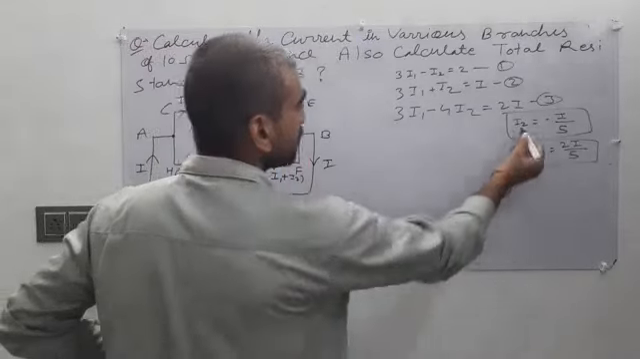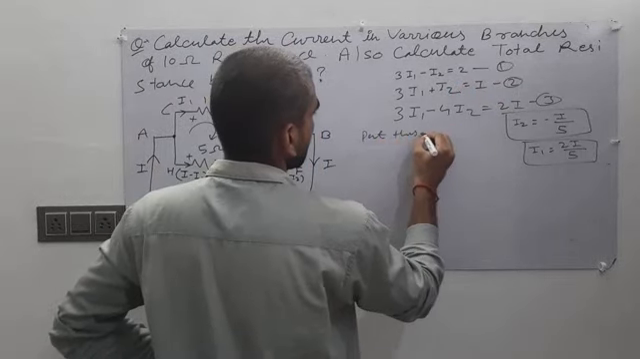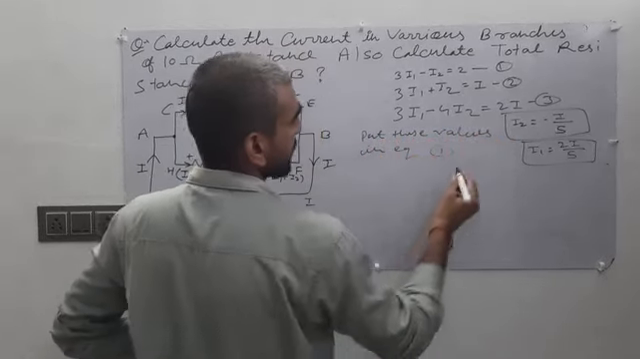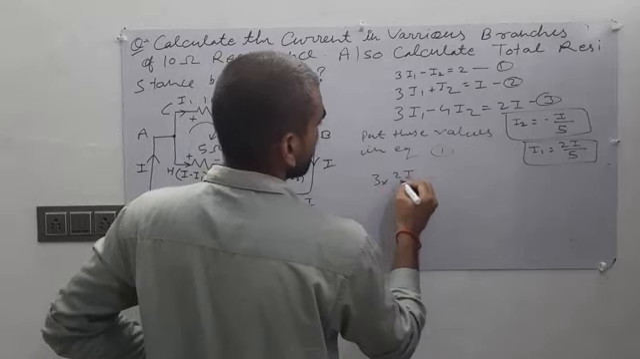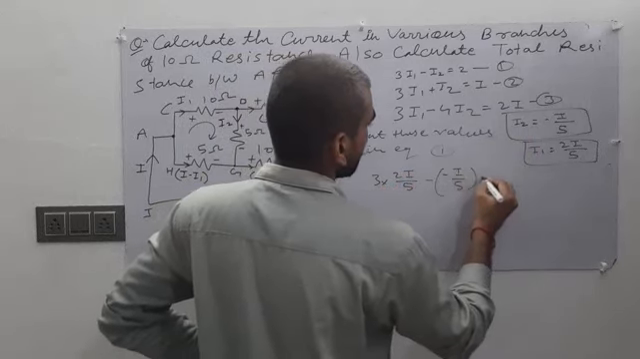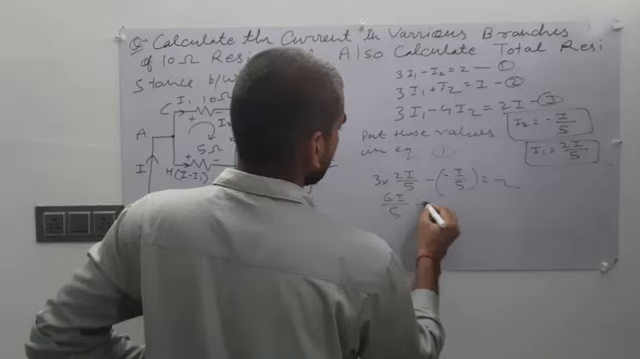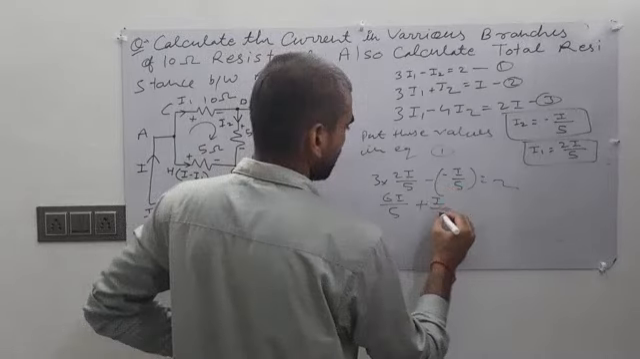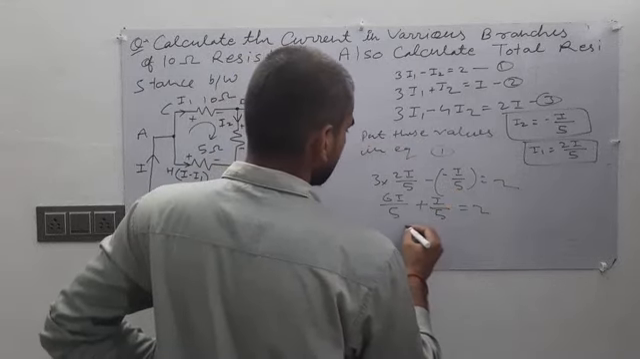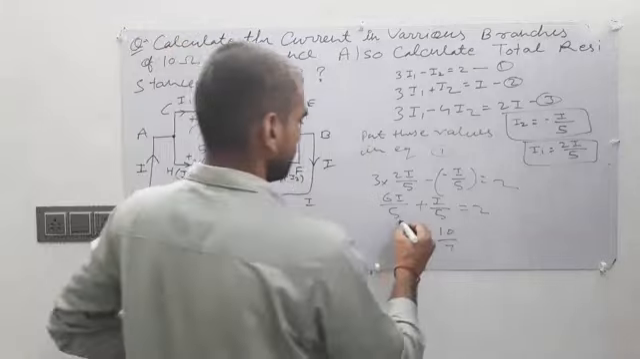Now put these values in equation number first. 3 into 2I upon 5 minus I upon 5 equals 2. So 6I upon 5 minus I upon 5 equals 2. That means I will be 10 upon 7.